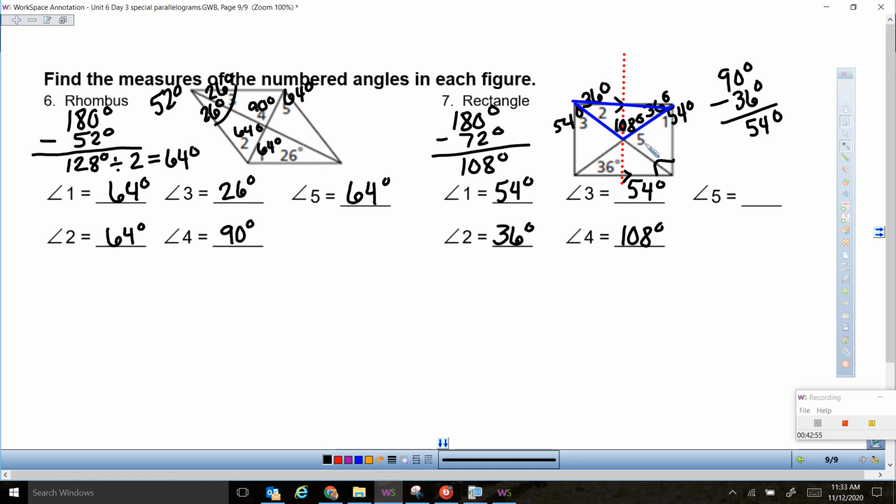Angle 4 and angle 5 are called a linear pair. So if they're a linear pair, what do they add up to? 180. So if this one is 108, I need to do 180 minus 108, which gives us 72. So angle 5 is 72 degrees. Okay, the rest of that assignment is yours.